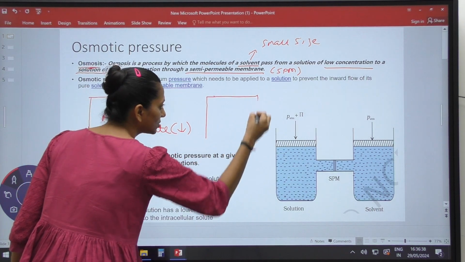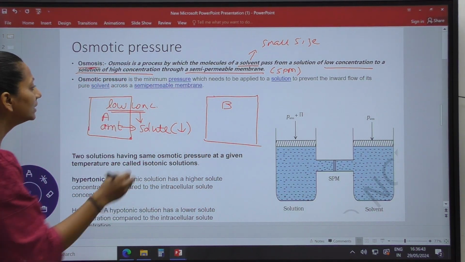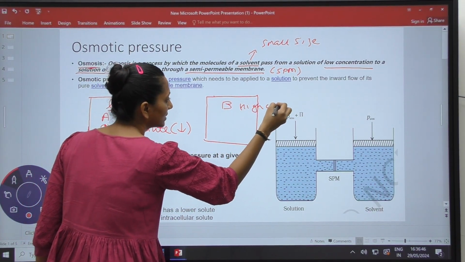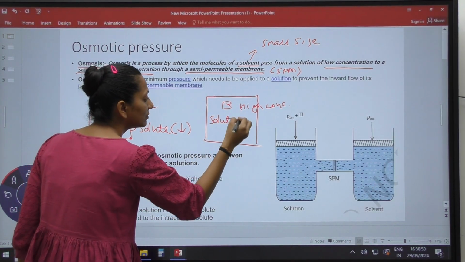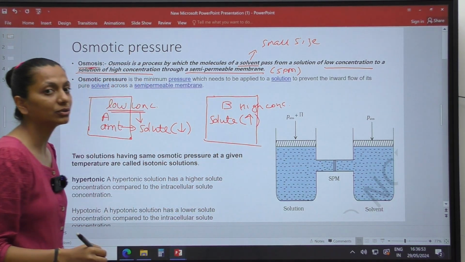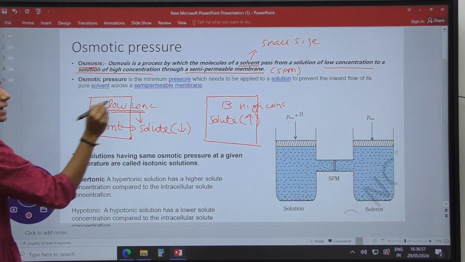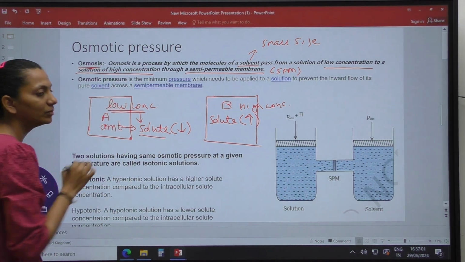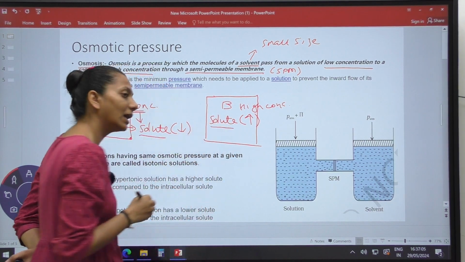Suppose I have another solution, B, where the concentration is high. It means the amount of solute in this will be higher compared to the amount of solute present in solution A. So A has low concentration, meaning less solute, whereas solution B has more solute.